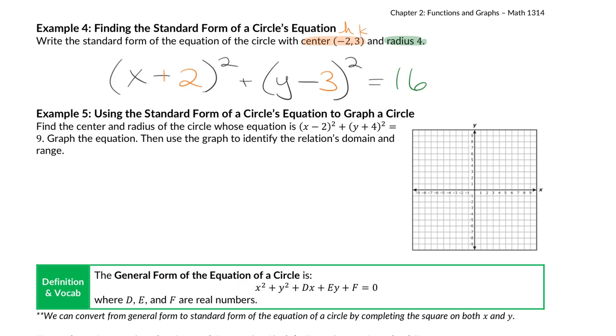Okay, example 5, find the center and radius of the circle whose equation is x minus 2 squared plus y plus 4 squared equal to 9. We're going to graph the equation and then determine the domain and range of this function. So my question for you is, if the equation says x minus 2 squared, y plus 4 squared, what is the center value? What is the coordinate point of the center of the circle? Positive 2 and negative 4.